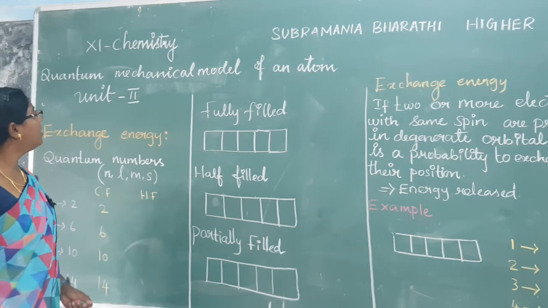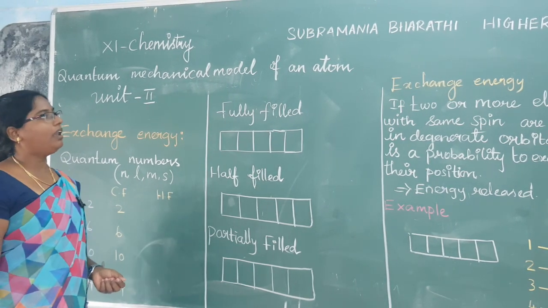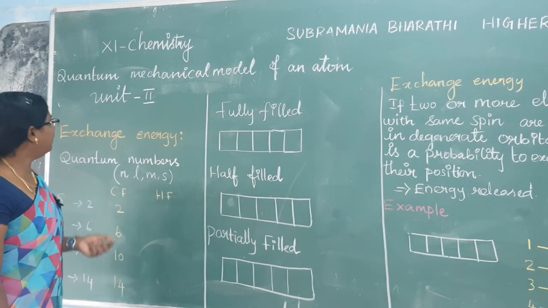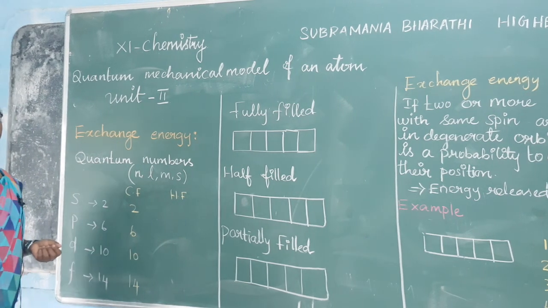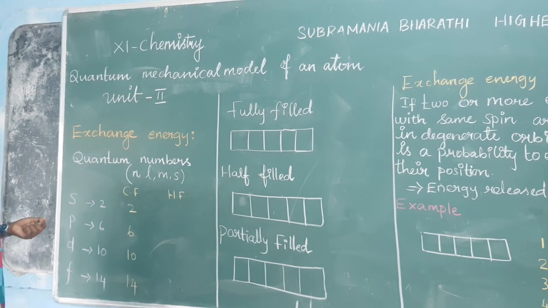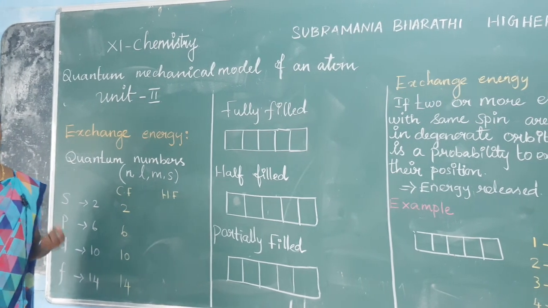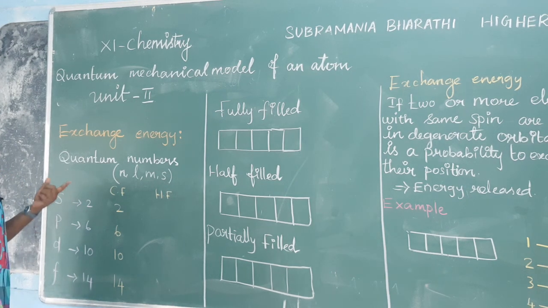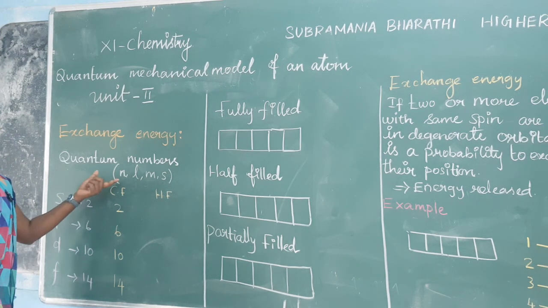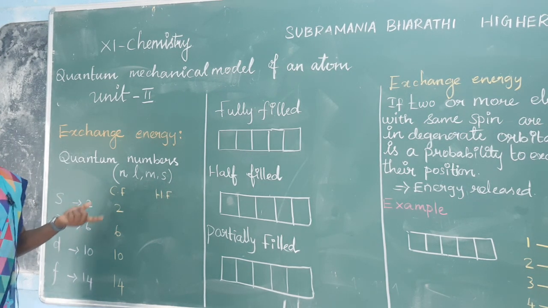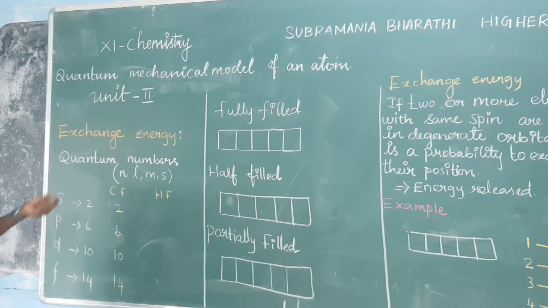Hi students, we are seeing the quantum mechanical model of an atom. In that we are going to see about exchange energy. We have studied the quantum numbers and about the orbitals. We know what quantum numbers are. Quantum numbers explain the position and the energy of the electron.